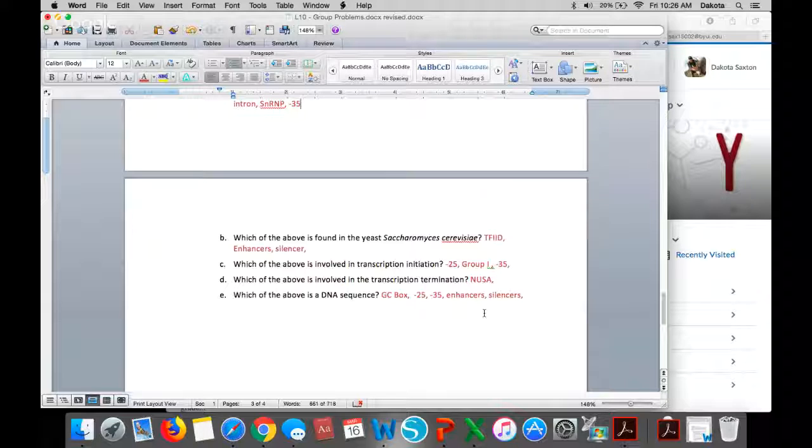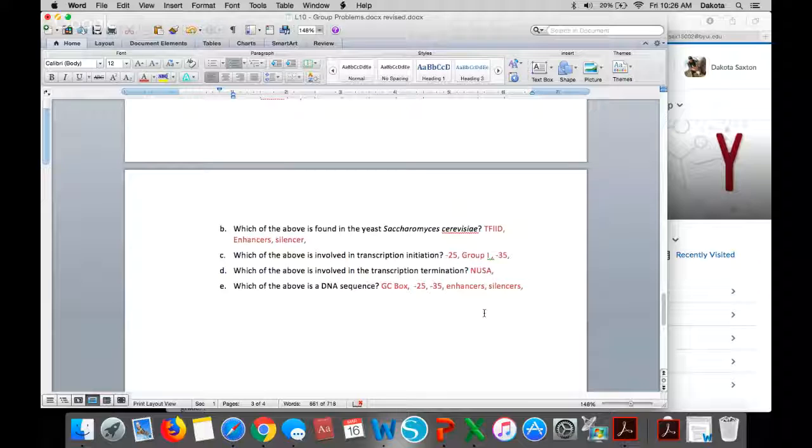And then E is GC box, negative 25, negative 35, enhancers and silencers. We felt those were the ones in the DNA sequence.